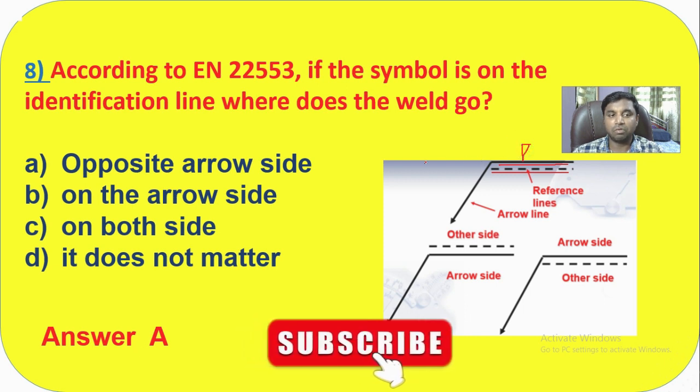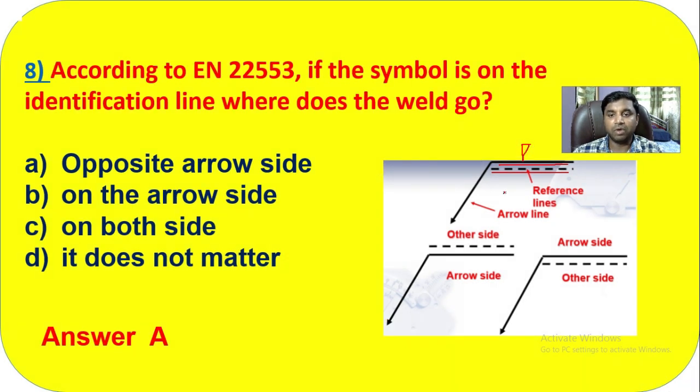Then where does the weld go? This is your arrow side. Arrow line means arrow side, and the identification line means opposite side, opposite arrow side. So the correct answer is opposite arrow side. Question number 8, option A.